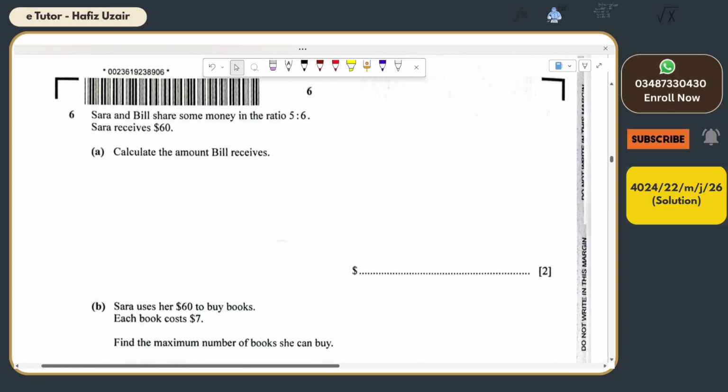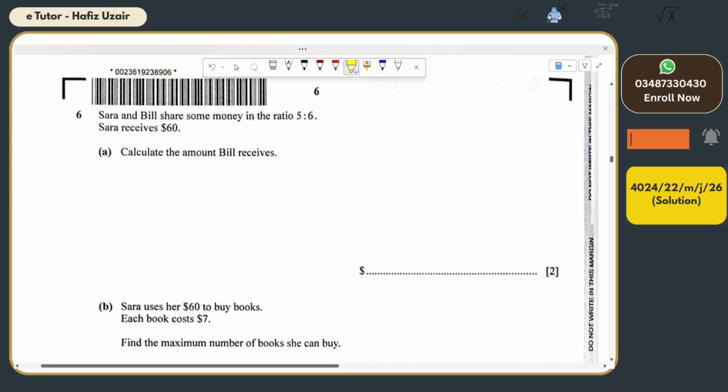Okay, let's move to question number 6. Sarah and Bill share some money in the ratio 5:6. Sarah receives $60. You need to find the amount that Bill receives. So we can use proportion over here.